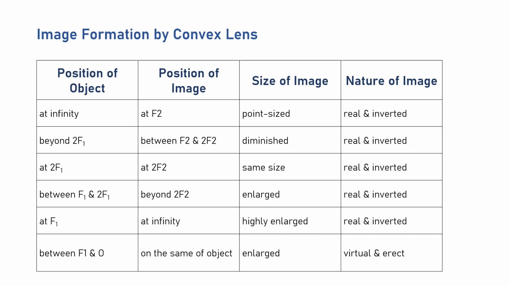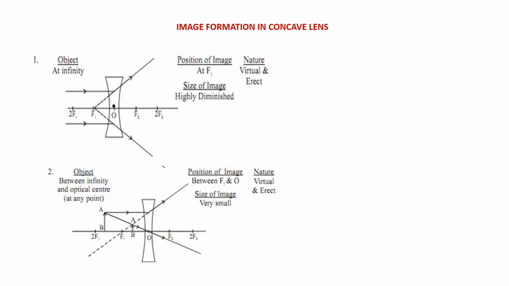This is the table that you are supposed to draw in your copy with the ray diagram. See the image formation in concave lenses. There are only two diagrams of image formation in concave lenses. This image formation of a concave lens is similar to the image that we formed in a convex mirror. Now shall we start with the first?